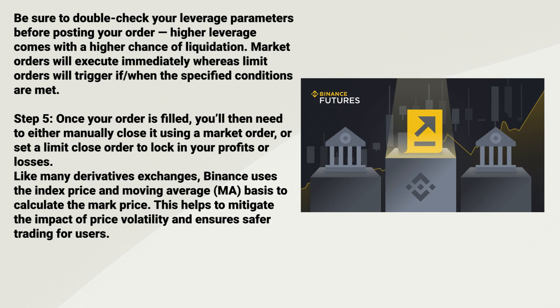Market orders will execute immediately, whereas limit orders will trigger if or when the specified conditions are met. Step 5. Once your order is filled, you then need to either manually close it using a market order or set a limit close order to lock in your profits or losses. Like many derivative exchanges, Binance uses the index price and moving average basis to calculate the mark price. This helps to mitigate the impact of price volatility and ensure safer trading for users.